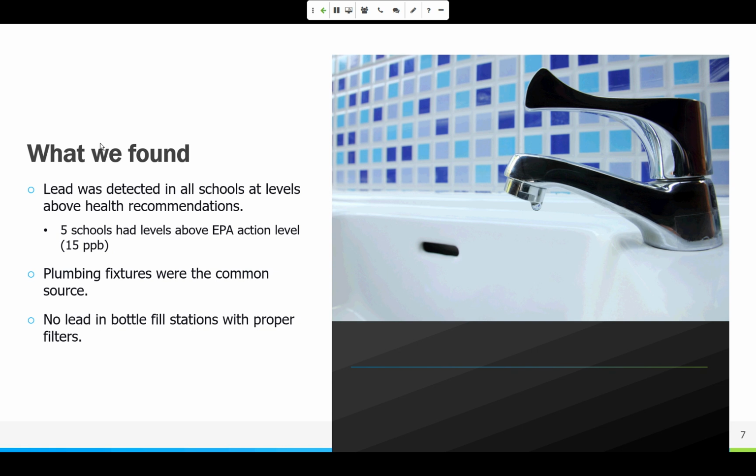In many schools, including those that had results less than 15 parts per billion, students and staff were also directed to drink from existing bottle fill stations because the sample analysis showed no lead detected in bottle fill stations that were equipped with proper filters.